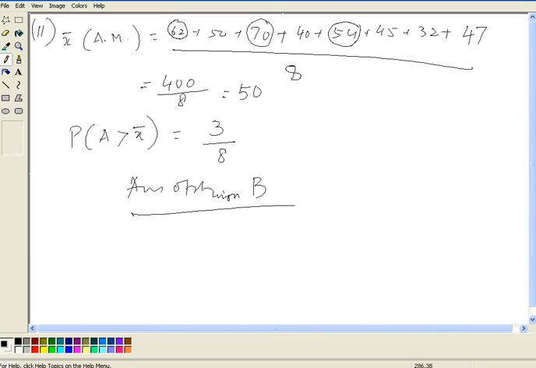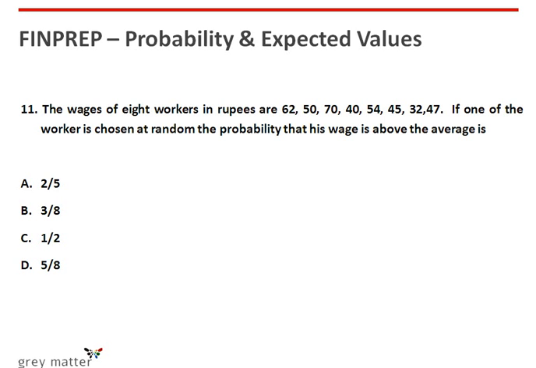So the favorable occurrences is 3, that is there are 3 out of total number of 8 workers. So the answer is 3 by 8, or option B, which is nothing but, as shown in our PowerPoint, it is B, which is 3 by 8.